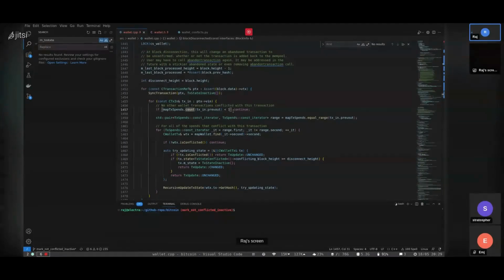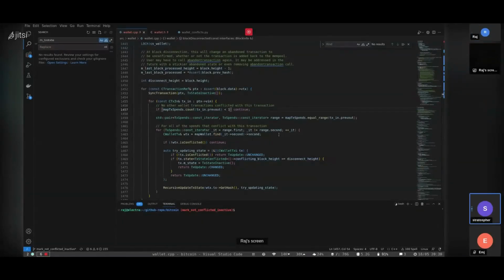Any C++ help here? What does it mean by count less than 1? Okay. Count means, do we have that key in mapTxSpends? How many times do we have that key, transaction in dot prevout, in mapTxSpends? Okay. So if the key isn't there, then it will return 0. Yeah. Okay, so that will be less than 1. And if the key is there, then it will be equal to 1. Then we will have a wallet transaction that conflicts with this block transaction. Okay, makes sense.